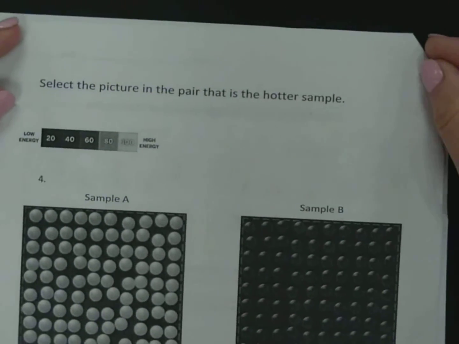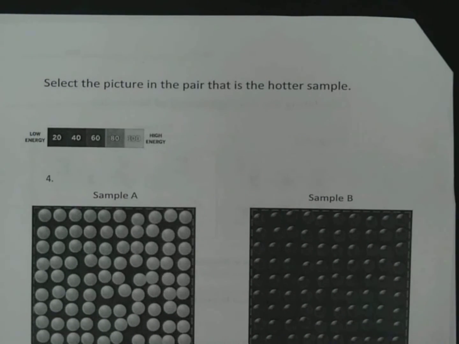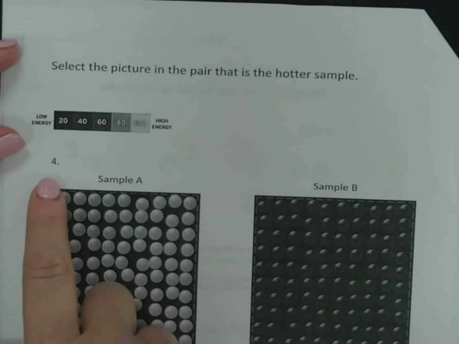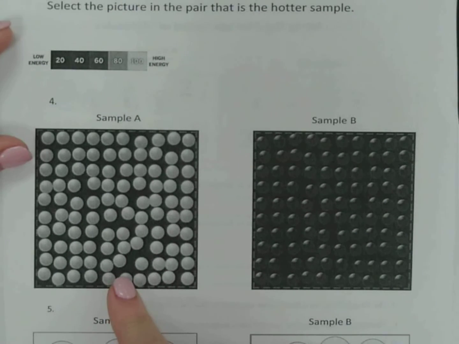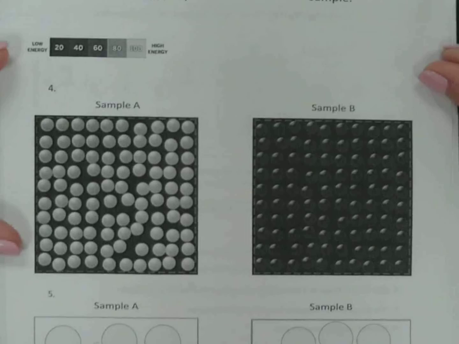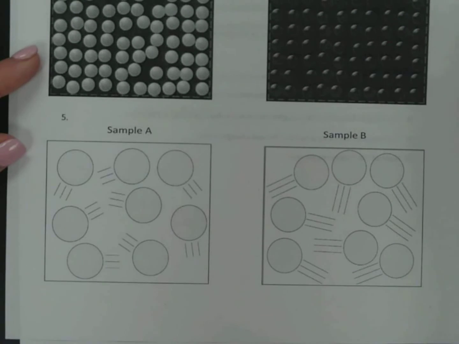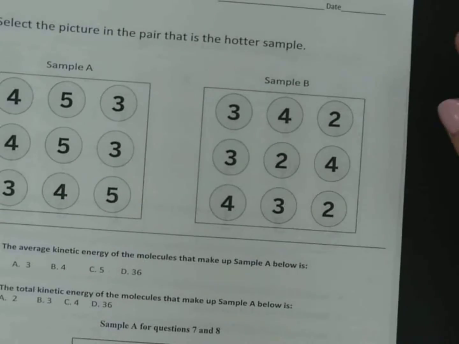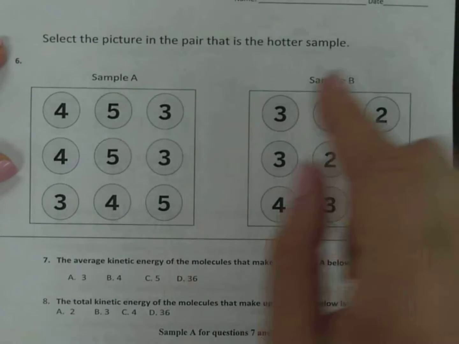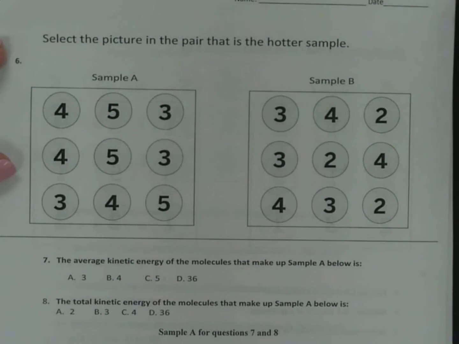For the next 3, please select the picture in the pair that is the hotter sample. For number 4 here, you'll see we have a little guide. Circle A if you think it's the hotter sample, or B. Same thing with number 5. Take a look at the lines after the molecules. Which one do you think is the hotter sample? And then finally with 6, take a look at both sample A and B and try to ask yourself which is the hotter sample. You may have to find the total kinetic energy to help you with that.